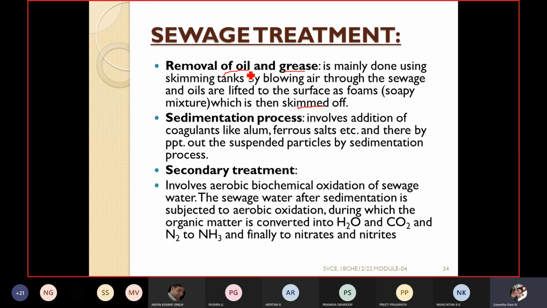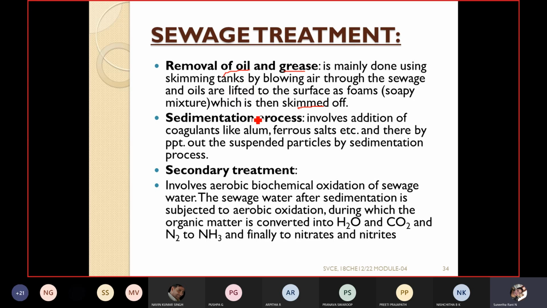Skimmed off means how do they remove this oil and grease? Just by blowing hot air. What happens? The oils are converted into the form of a foam, and it can be separated, it will float on the water, and thus it can be skimmed off, means it can be removed. That is the removal of oil and grease.